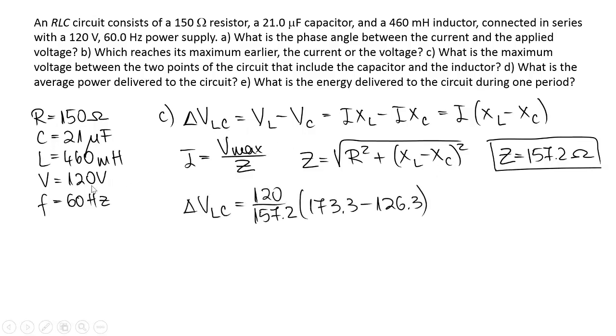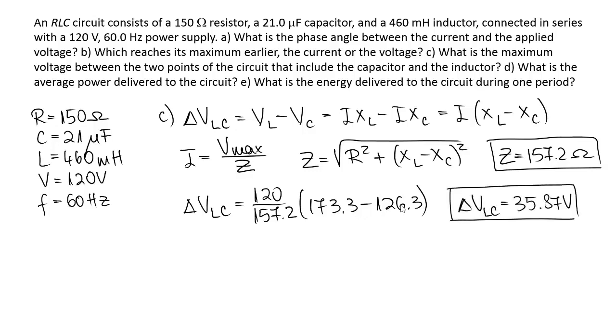We know now the impedance, we know the maximum voltage, which is 120 volts. So we can go back to the equation for the potential across the inductor and capacitor together, and we will have 120 for the maximum voltage divided by the impedance 157.2 multiplied by XL minus XC, or 173.3 ohms minus 126.3, and we get an answer of 35.87 volts. So this is the maximum voltage that can be collected if you connect a measuring instrument, for example, across the inductor and capacitor together.